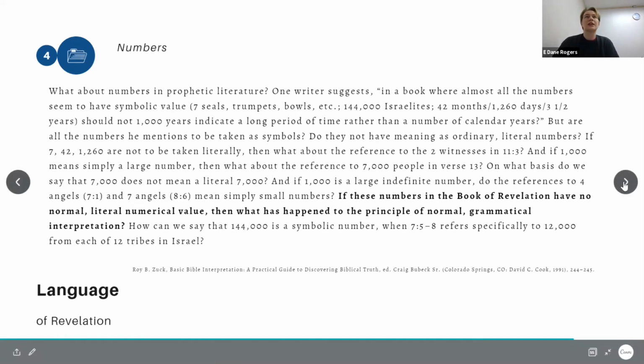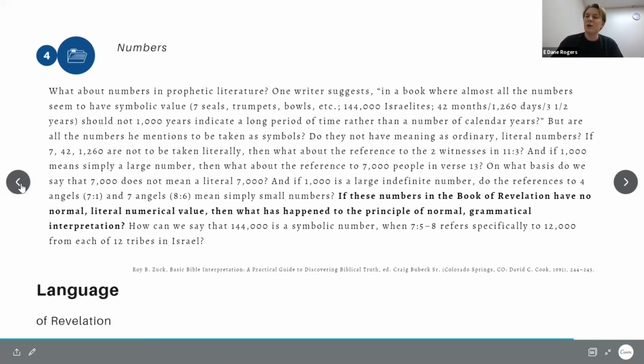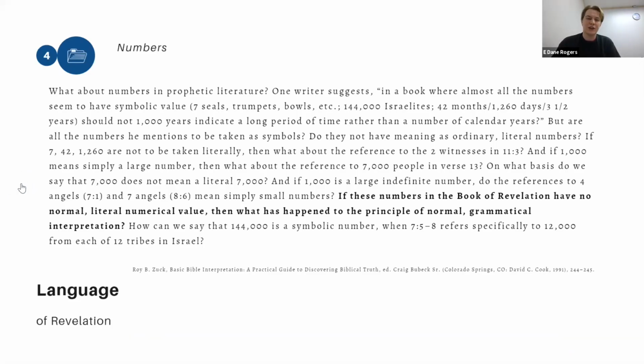I think I got another slide on this. I don't. In my notes, I made a note of what my professor said. There is not one number in Revelation which is clearly defined symbolically. So we can, without doing any damage to the text, take every single number literally, and the book makes sense. But we cannot do the reverse. We cannot take every number symbolically and have the book make any sense.